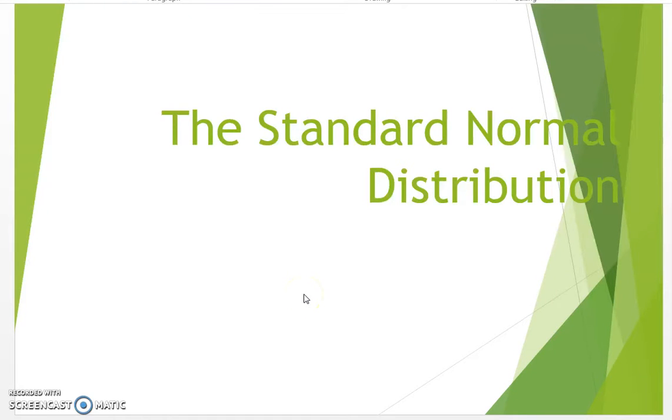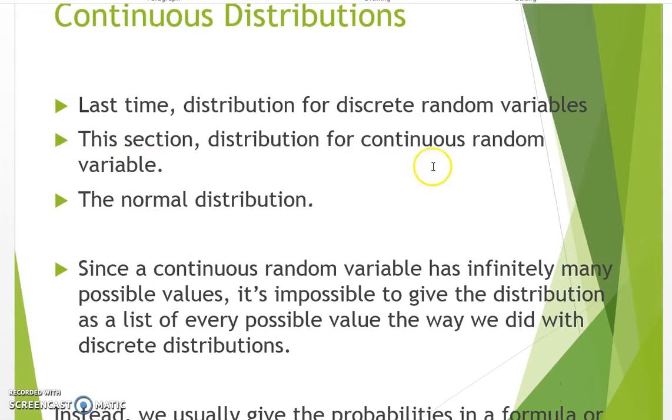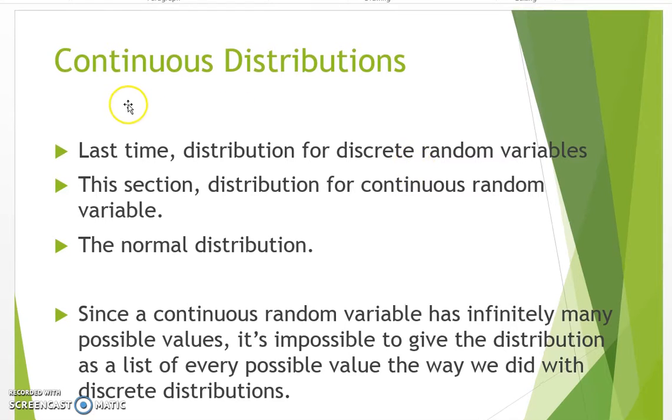Hi everybody, so we'll be starting to talk about chapter 6 on normal distribution. First of all, we're going to start the section on the standard normal distribution. Standard normal distribution is a kind of interesting continuous distribution.